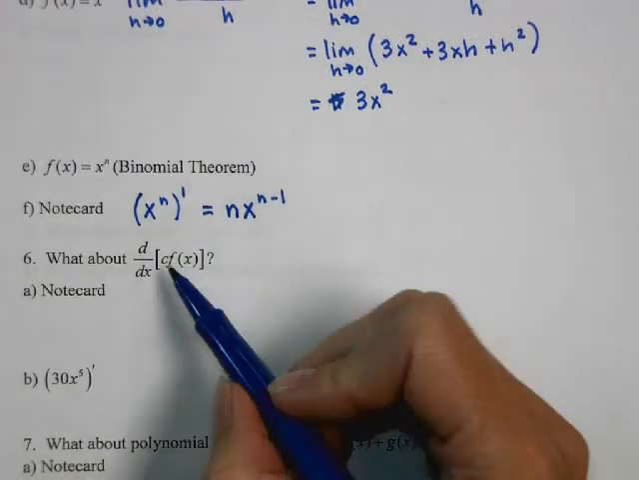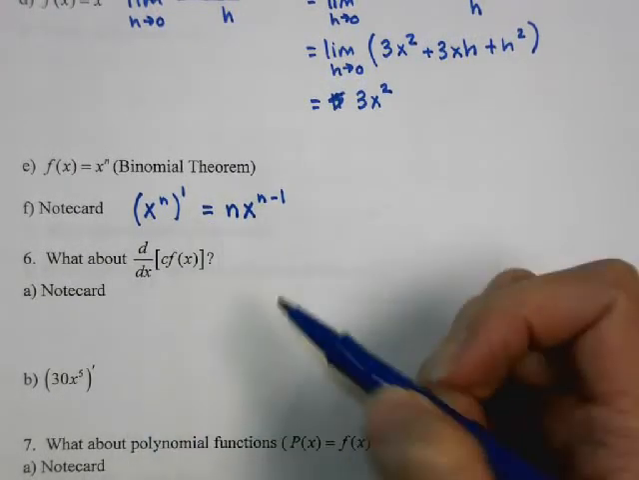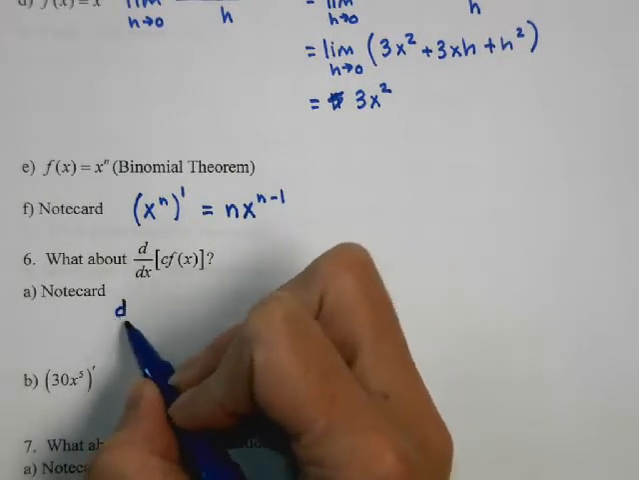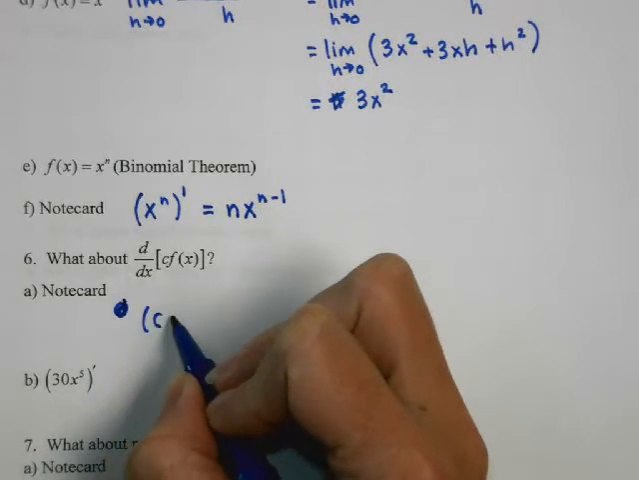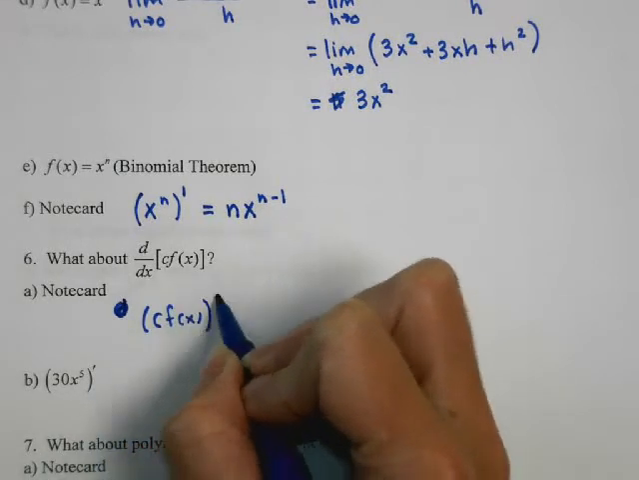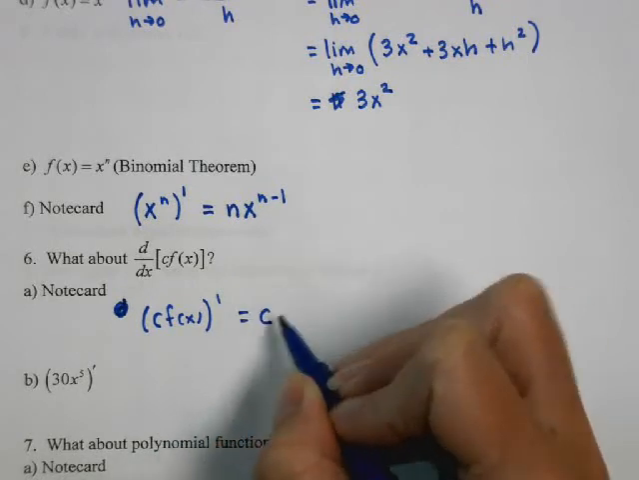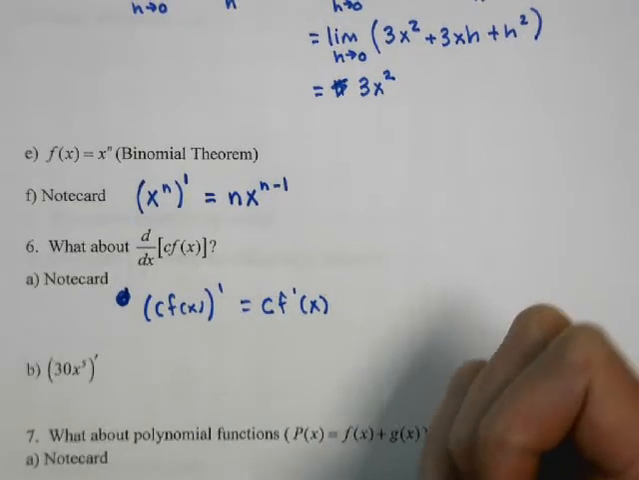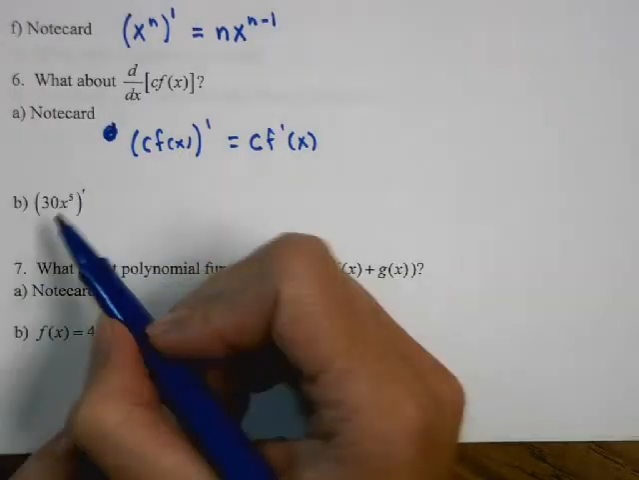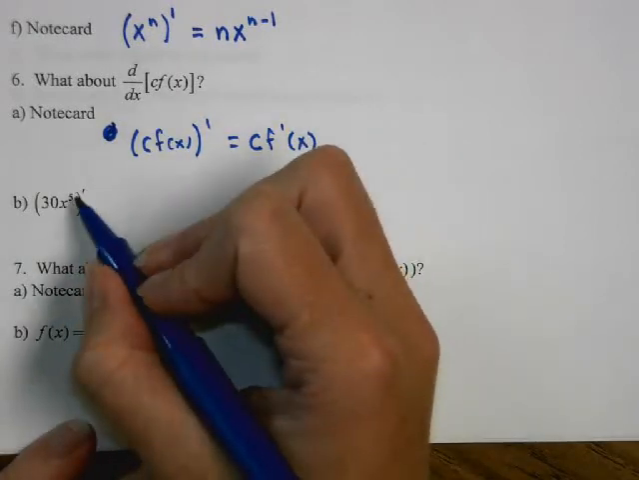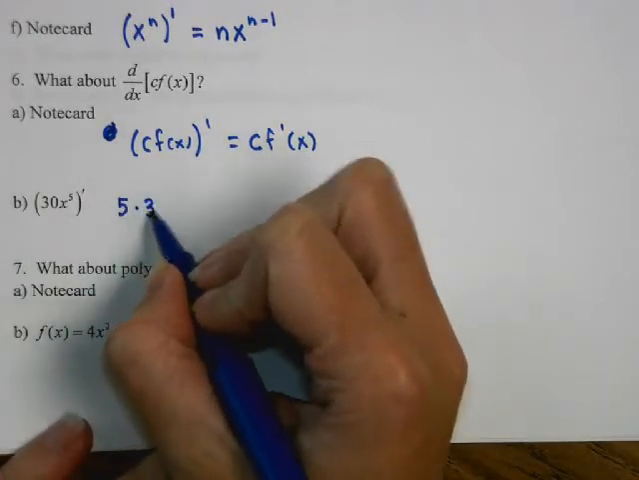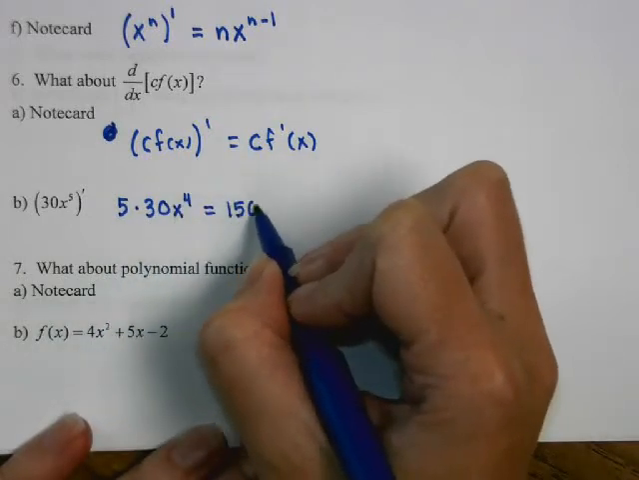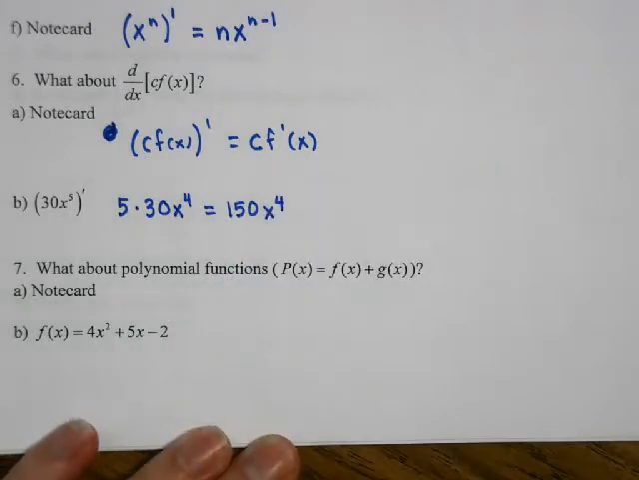Okay, what about if we have a coefficient out front? Well, that's just going to get multiplied in. So the derivative of that is just going to be the constant times the derivative. So if I do this derivative, we're going to bring down the power, so it's going to be 5 times 30x to the 4th, which is going to be 150 x to the 4th.